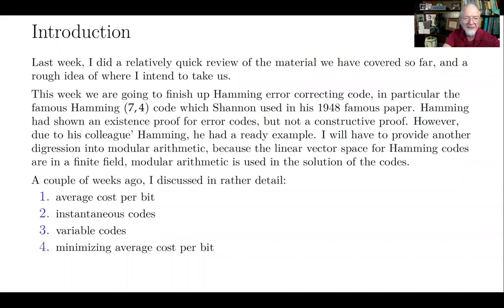Okay, last week I did a pretty quick review of the material we covered so far and a rough idea of where I want to take us. This week we're going to finish up the Hamming error correcting codes, in particular the famous 7,4 code, which Shannon used in his 1948 paper. Shannon had shown an existence proof for error codes, but not a constructive proof.